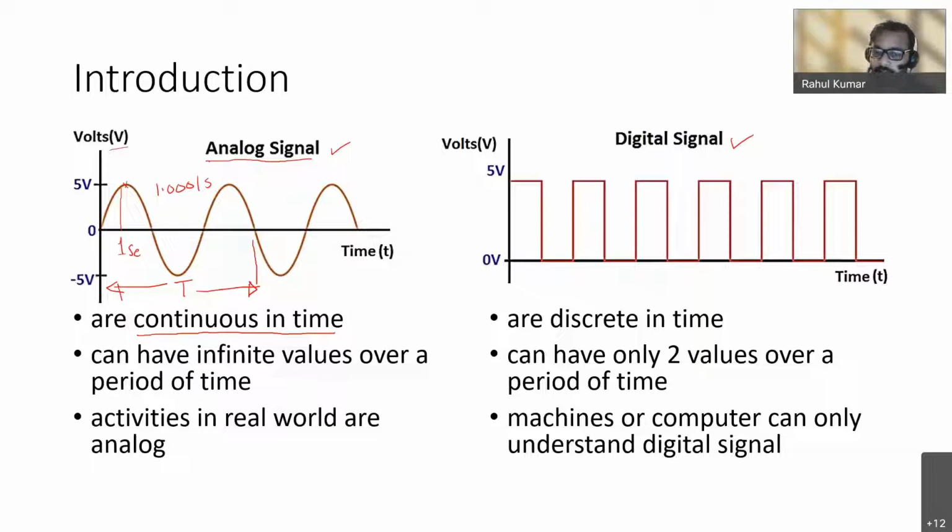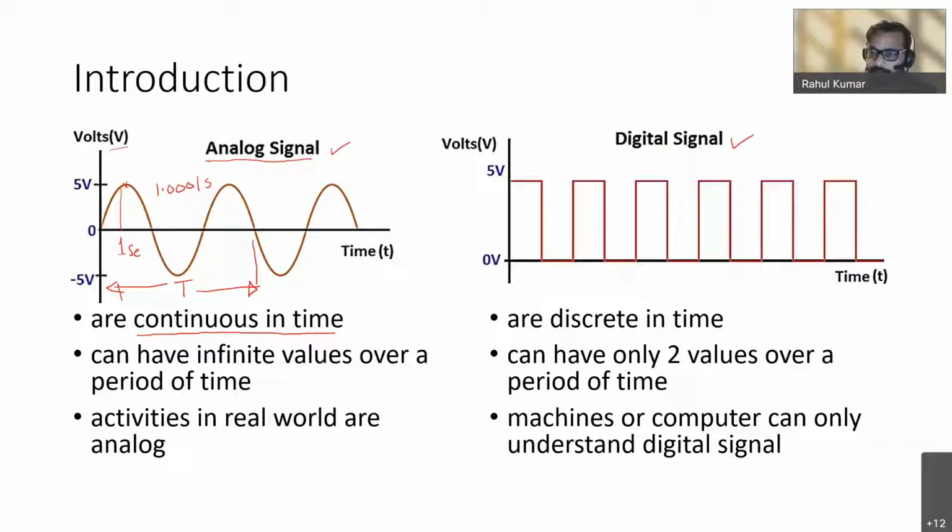And most of the real world activities are analog, right? If I'm jumping, I will have a different height from the ground at different points of time, right? So everything that we see around us in the real world is mostly analog, right?